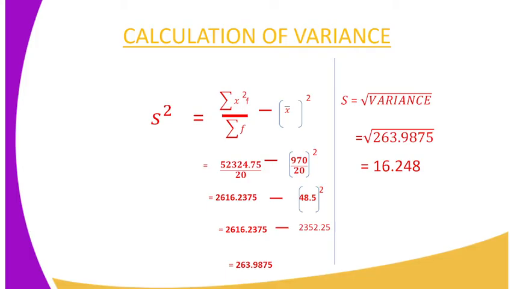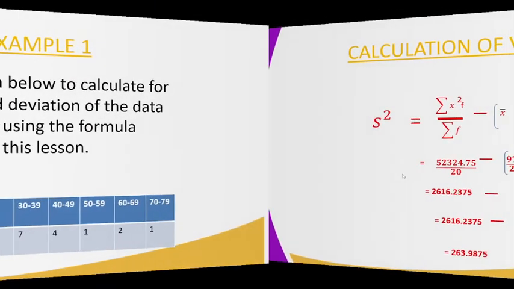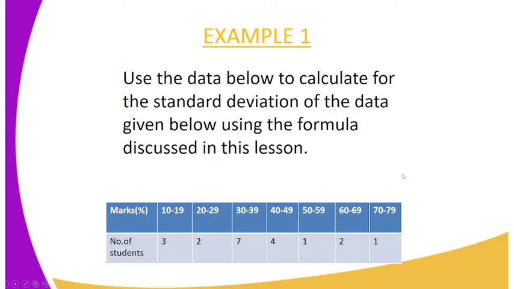And what about the standard deviation? You calculate the standard deviation by getting the square root of the variance, and therefore the square root of 263.9875 becomes 16.248. In this case the standard deviation is 16.248.